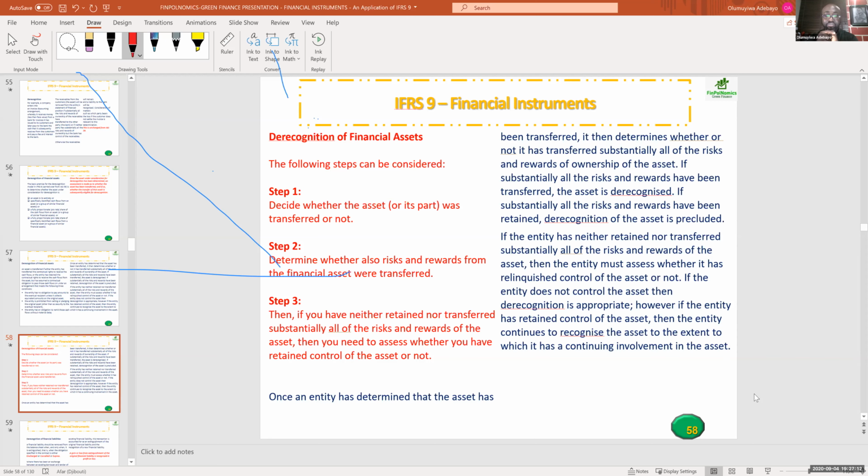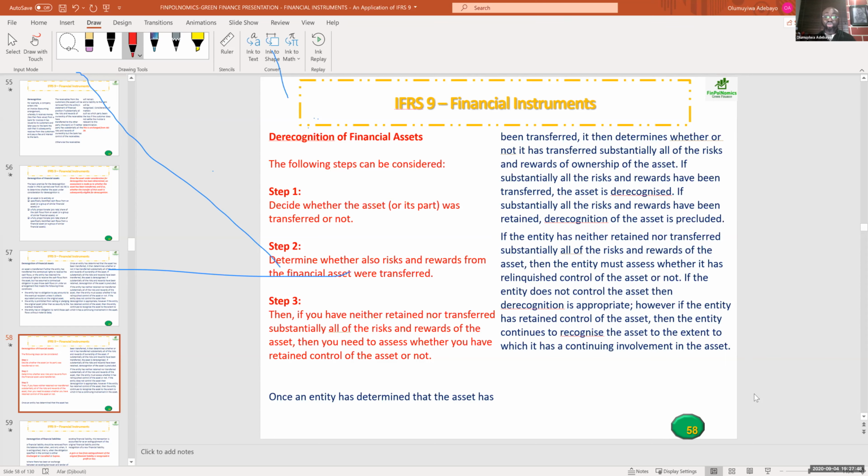Now, the next step is to determine whether risk and reward on that financial asset have been transferred along with such a transfer I've made, which means, have I been able to substantially transfer the risk and reward? If the answer is simply yes, it then means that I have to go ahead to derecognize it. If the answer is no, therefore it means I have to still retain it in the books, which means any money I've received will be deemed to be a form of borrowing, which is repayable at a later date.